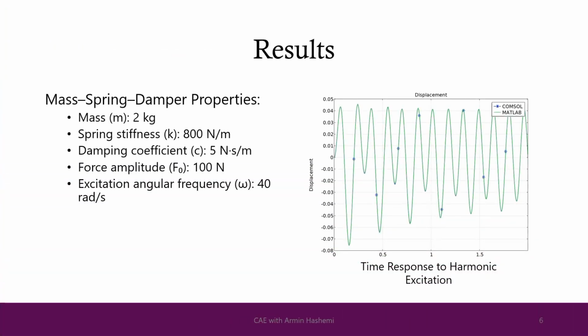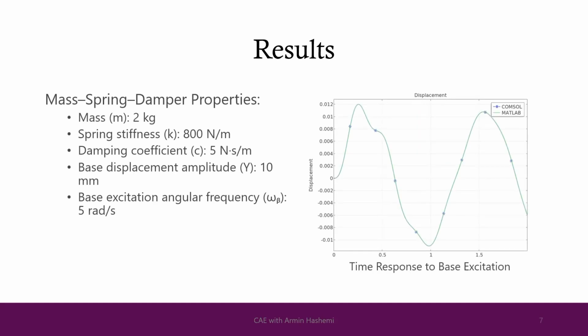First, a harmonic excitation is modeled in COMSOL using the following parameters. The COMSOL results are compared with a MATLAB script, and the results are identical. Next, a base excitation is modeled, and the results are again identical using the following parameters.